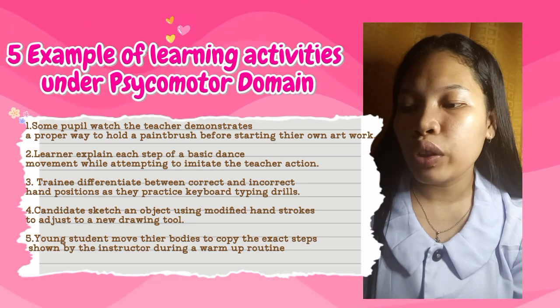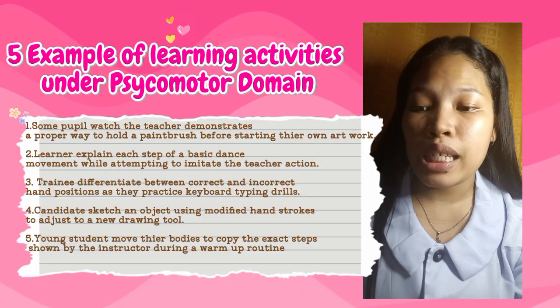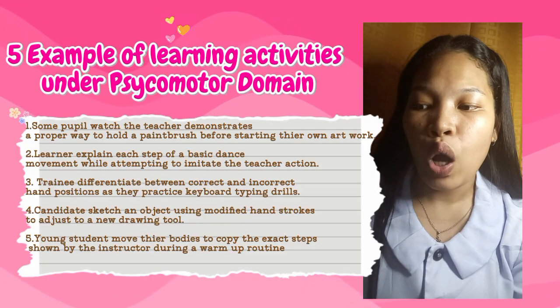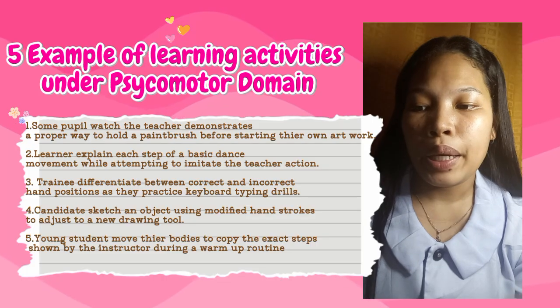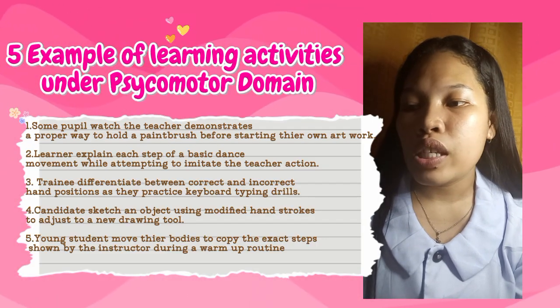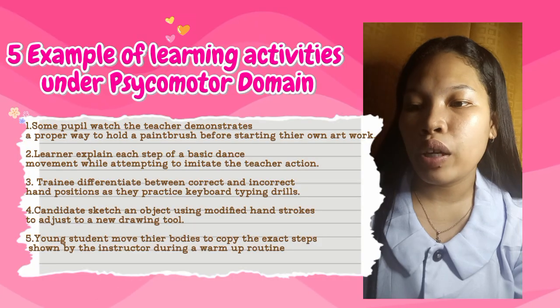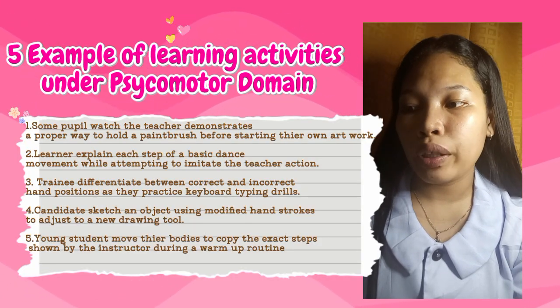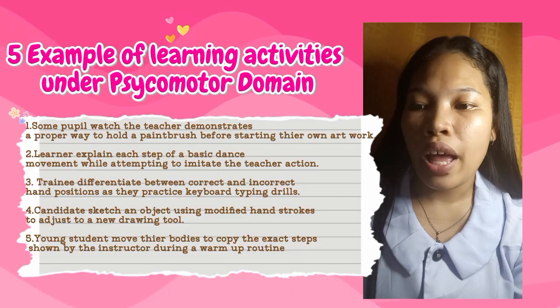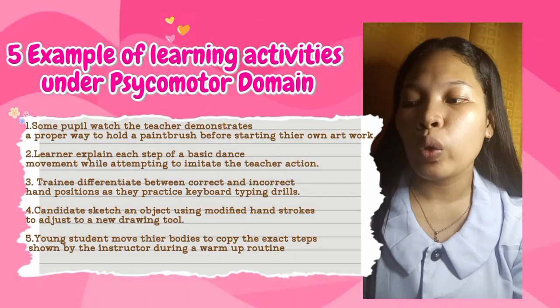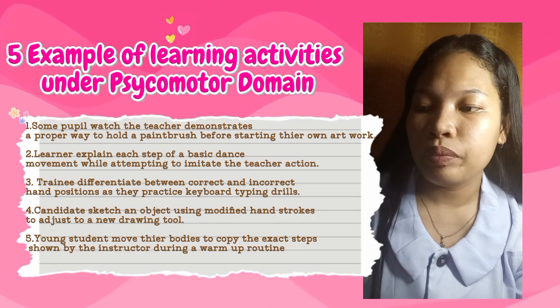So, number 2, the learner explain each step of a basic dance movement while attempting to imitate the teacher's actions. I use the verb explain because imitating means the learner is trying to repeat or copy what they saw, and explaining shows they are attempting to follow what they observe.